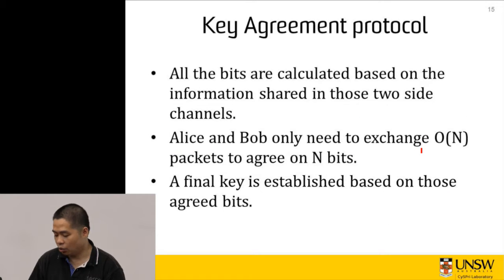Then both parties will do the XOR on their own side and get the first secret bit as 1. As we can see, all the bits are calculated based on the information shared in those two side channels. So Alex and Bob only need to exchange big O(n) packets to agree on n bits. A final key, of course, will be established based on this agreement. They cannot be exactly the same. For example, the final key can be the hash result of those shared secret bits.